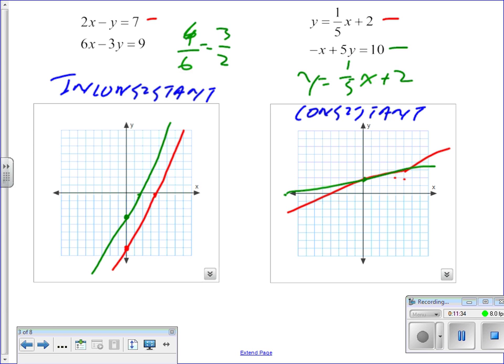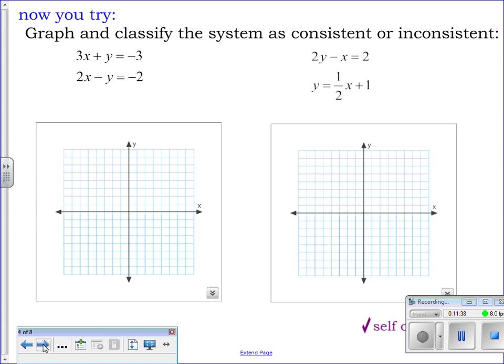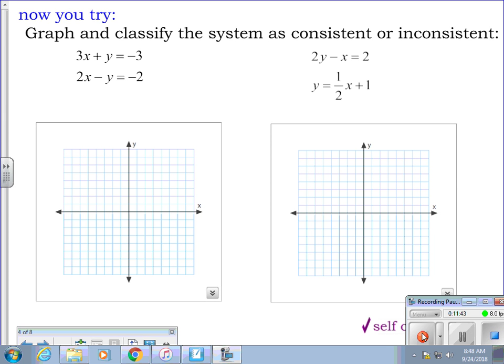Questions so far? Okay, your turn. Do those two. Okay, so we do the first one. If I let x be 0, the y-intercept is -3, and the x-intercept, if I let y be 0, I get -1.